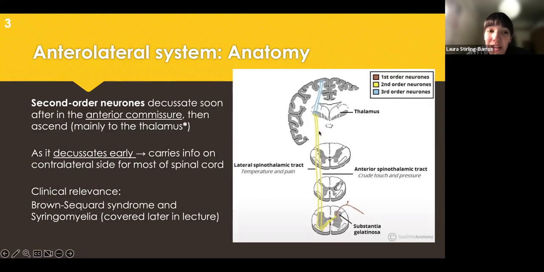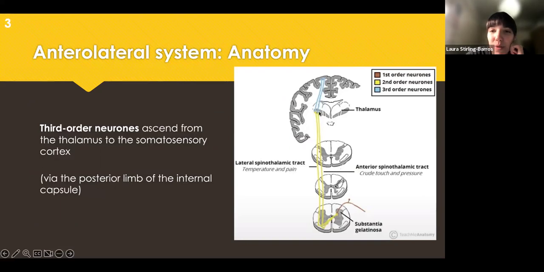So finally, we reach the thalamus, and then we go from the thalamus to the cortex, and this is via the posterior limb of the internal capsule, then the same pathway as the dorsal column. But I think the main thing to remember from this is that the dorsal columns, after synapsing, just ascend ipsilaterally, whereas the anterolateral system decussates immediately after, and then you ascend contralaterally instead.